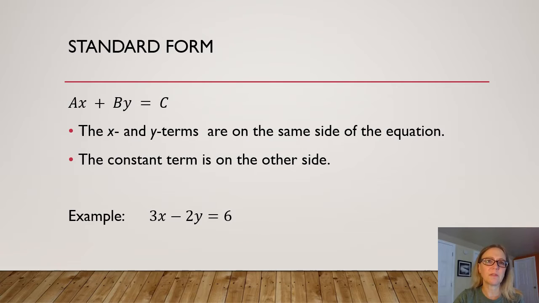The standard form of the equation of a line is a form of the equation where the x term and the y term are on the same side of the equation, and the constant term, or the number, is on the other side. For example, 3x minus 2y equals 6.